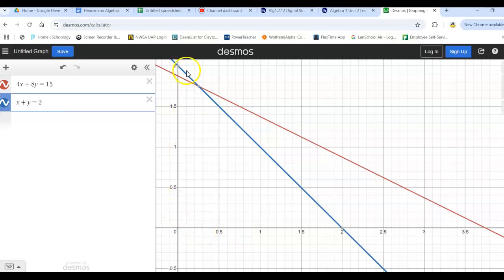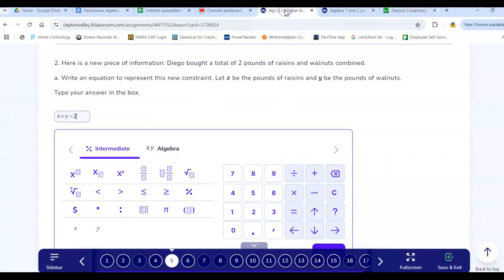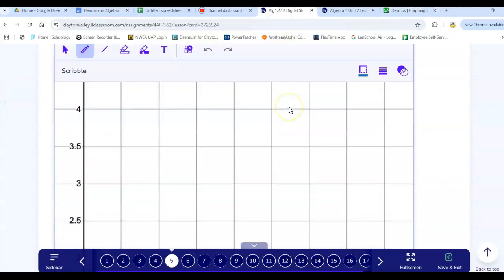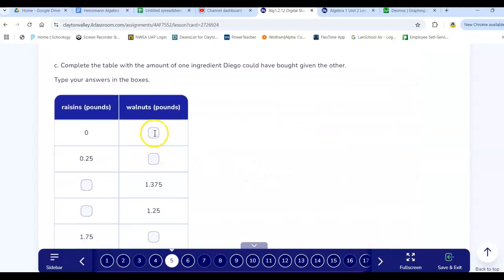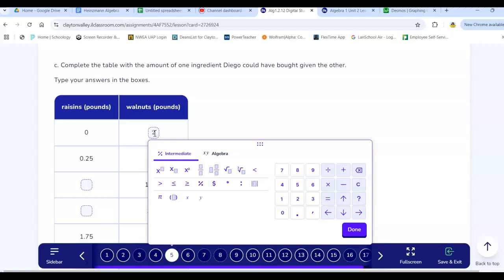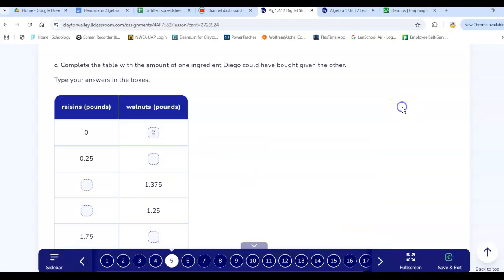and walnuts are Y. So if I did not buy any raisins, so raisins are 0, walnuts are 2. Okay? So you would put a 2 in your student task statement. So this would be 2. And you would continue to fill out the table like that. And I know you can do this. So you can go ahead, keep doing that.